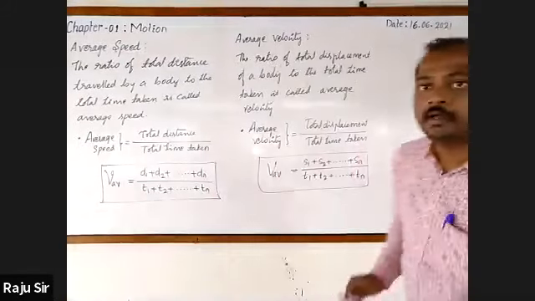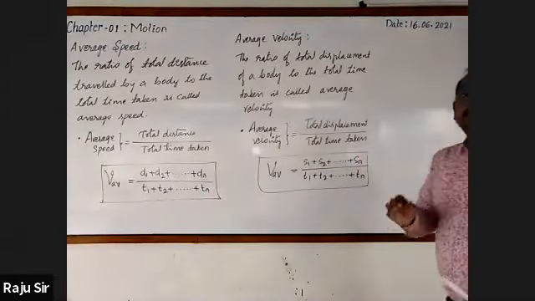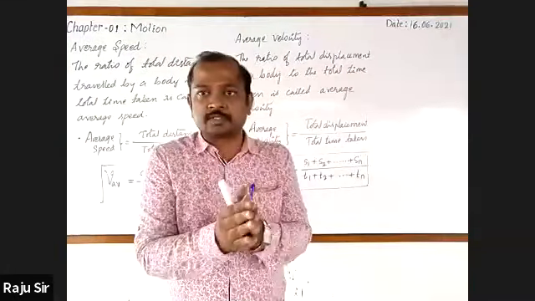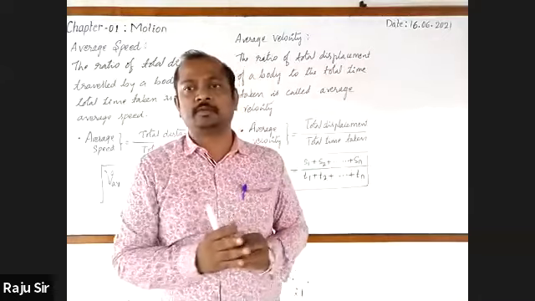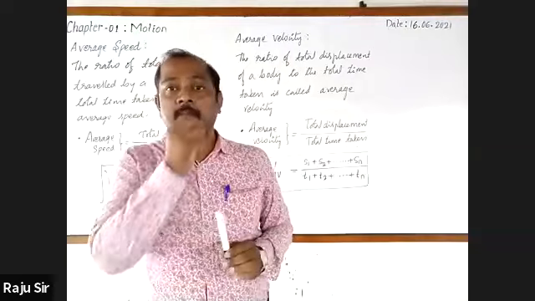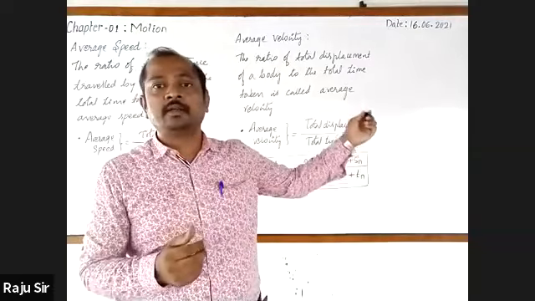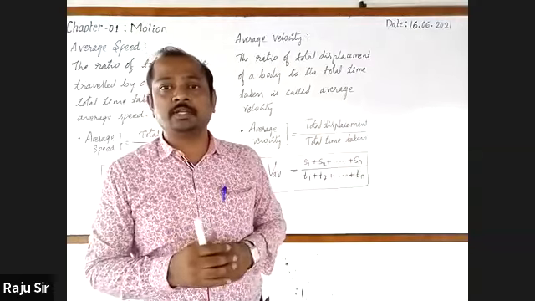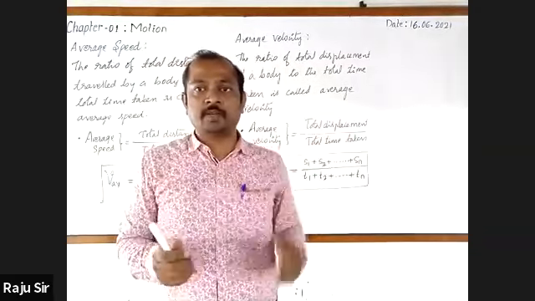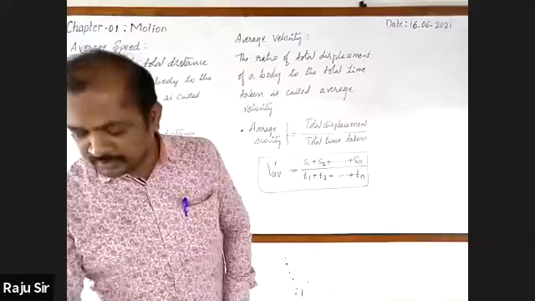Next, another formula, as I said. In case a body is changing its velocity uniformly, then we will go for considering the average velocity in terms of initial velocity and final velocity. I'll give you that formula also. Please write.